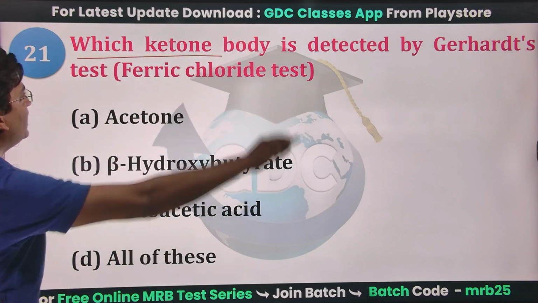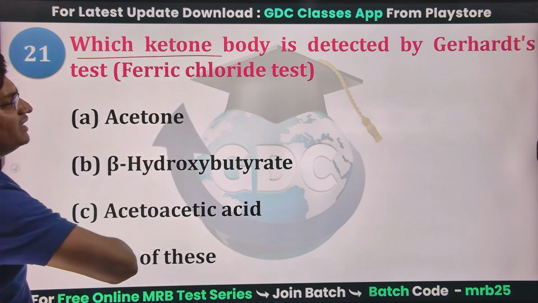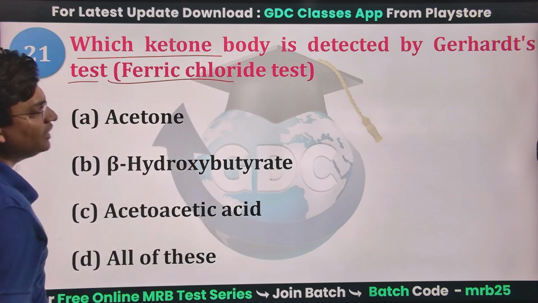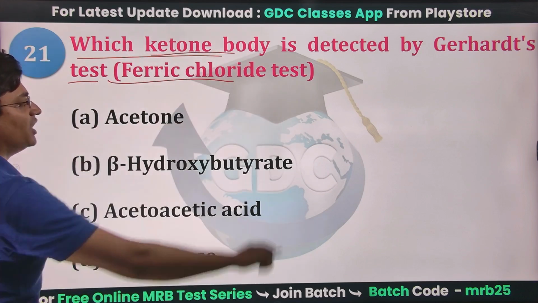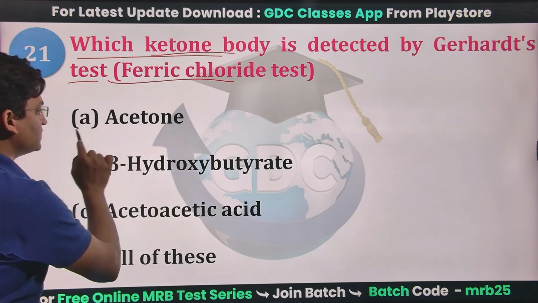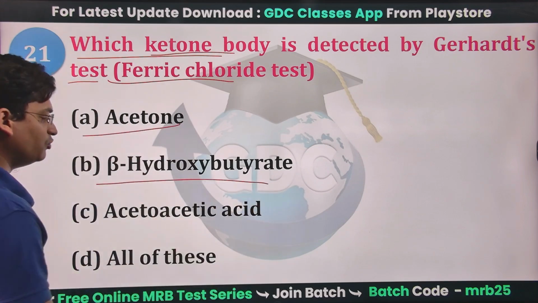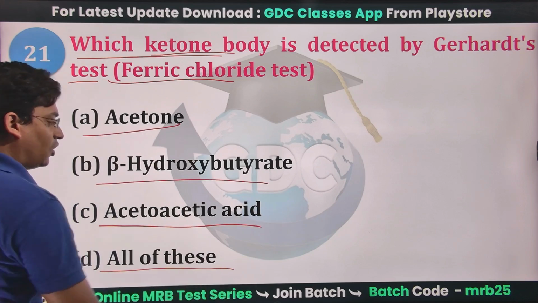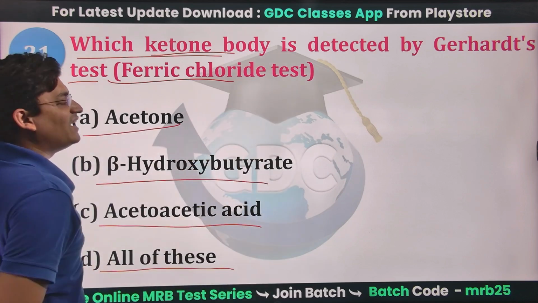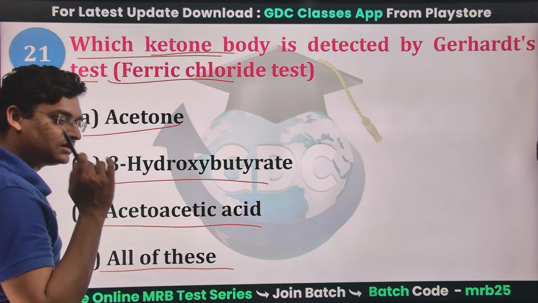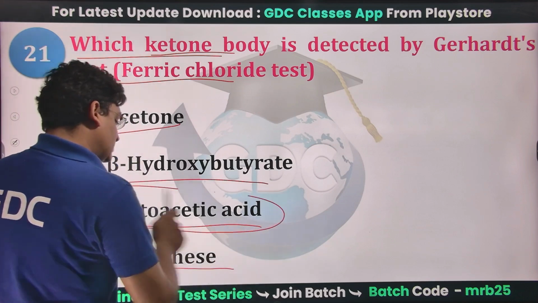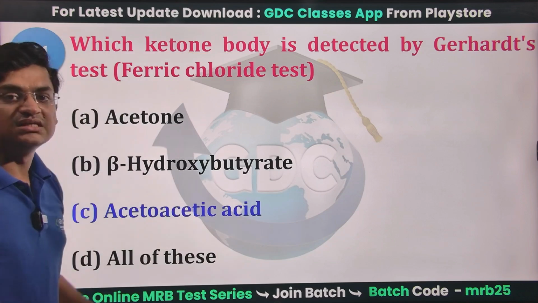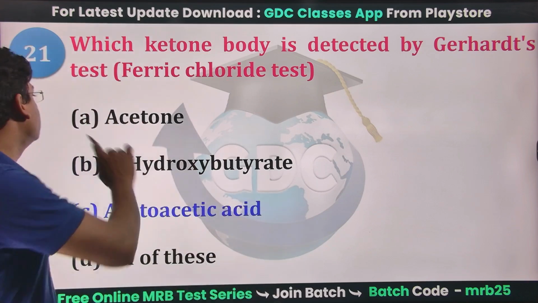Okay, next question we are having, which ketone body is detected by Gerhardt's test, also known as ferric chloride test? So which ketone body will be detected by this test, like acetone, beta hydroxybutyrate, acetoacetic acid, or all of these? So when we talk about Gerhardt's test or ferric chloride test, it is the test specifically designed for the detection of acetoacetic acid. So yes, C is the right answer here.